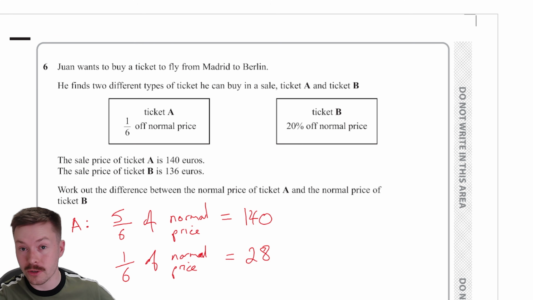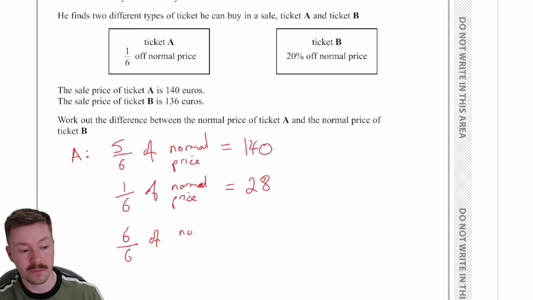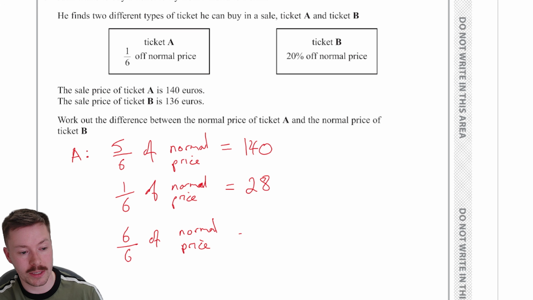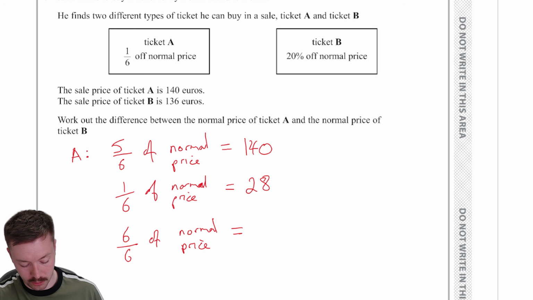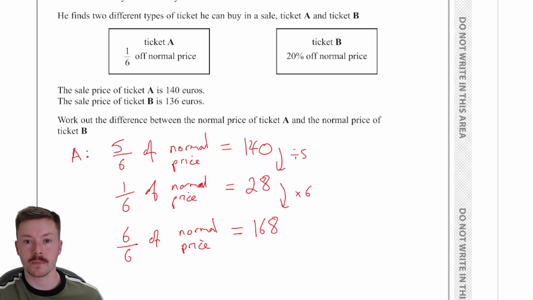And then, as you probably imagine, we times by 6. So 6/6 of the normal price, or 1 of the normal price, essentially, is 28 times by 6. So 28 times by 6 is 168 euros, and that is for A. So we divided by 5, and then we multiplied by 6.